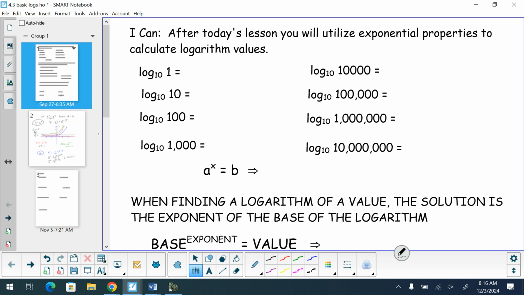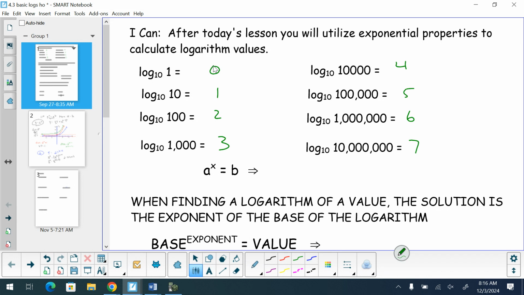Brenda, if you read down your values, what do you have? Just read down your column. 0, 1, 2, 3, 4, 5, 6, 7. All right, so we come down to nice, even whole numbers.